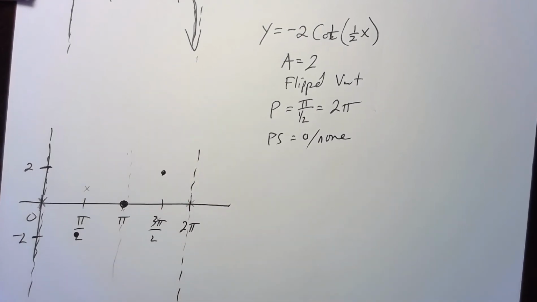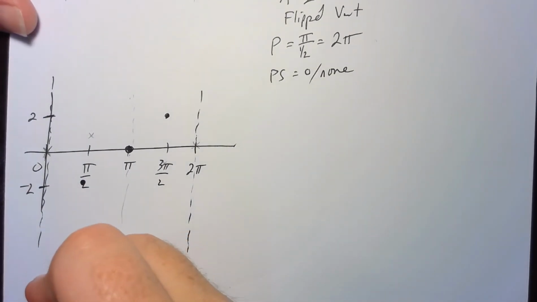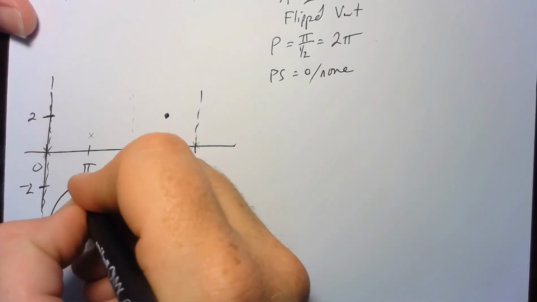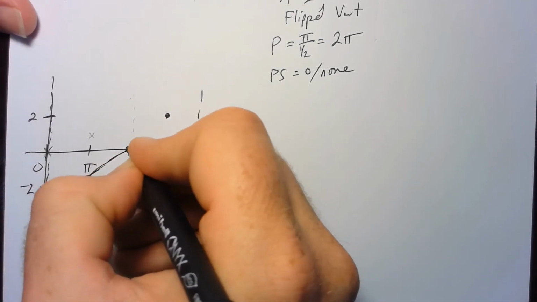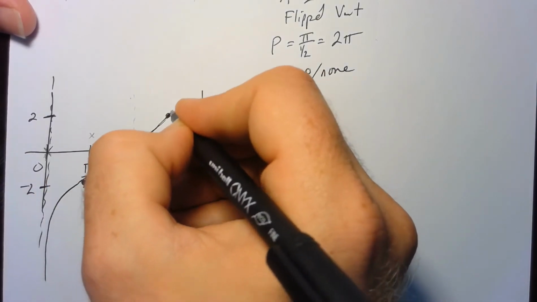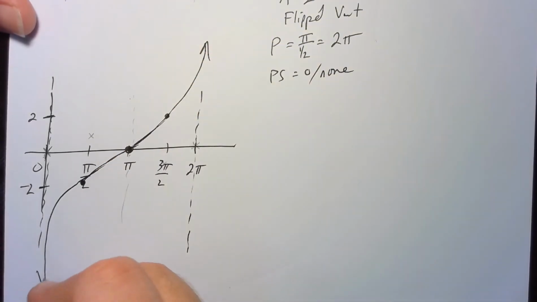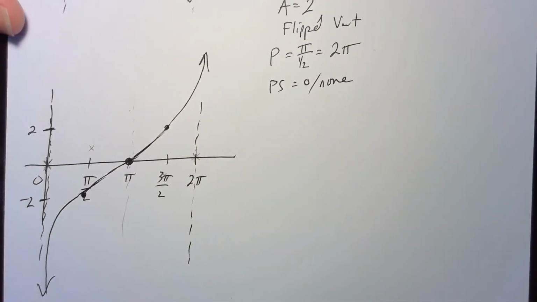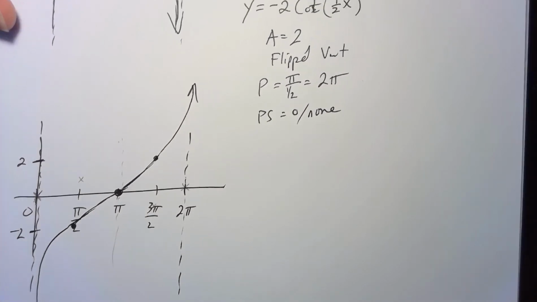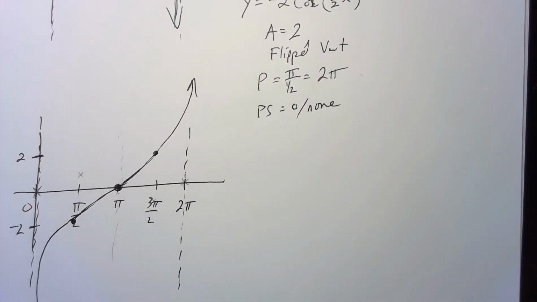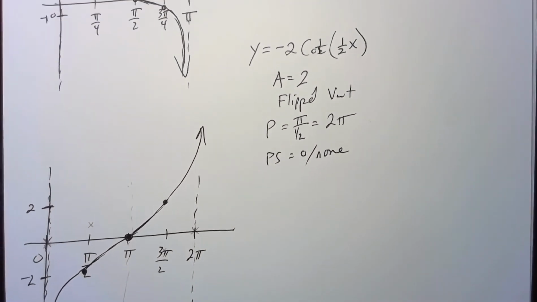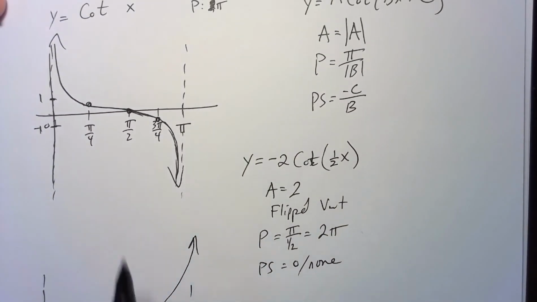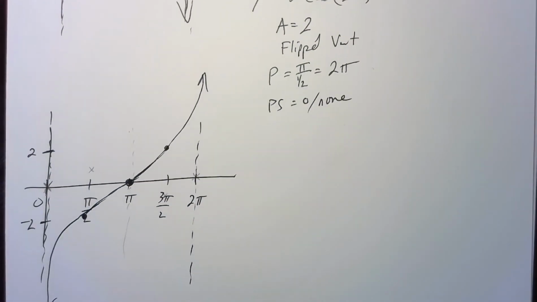And I should do a very careful job of sketching this graph to be a nice, smooth curve. Again, making sure the arrows are on the end of it. And that right there is your cotangent function such that it's flipped vertically. It has a period of 2 pi with no phase shift and an amplitude of 2. Again, notice how it looks very much like this, except for it's simply upside down.